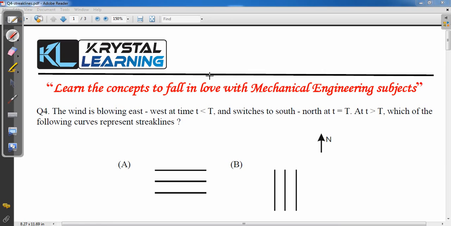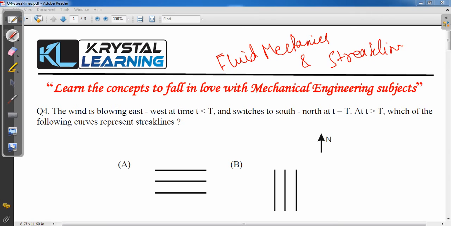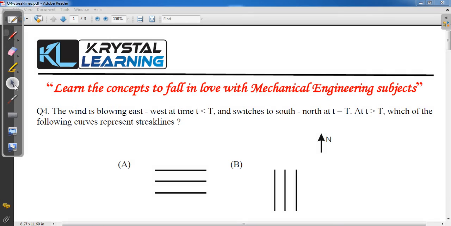Today we will learn a concept from the subject fluid mechanics, and the concept of streak lines, through a numerical problem. Okay, so let's see the question.